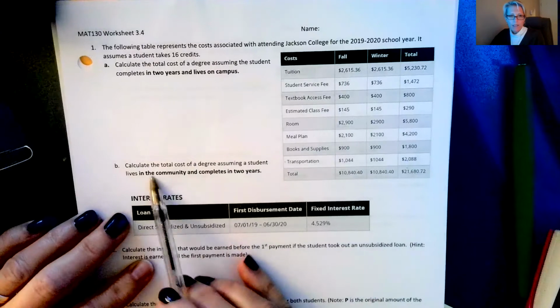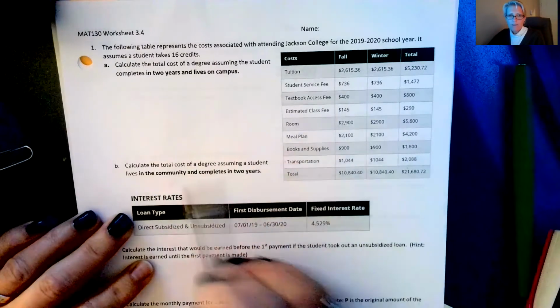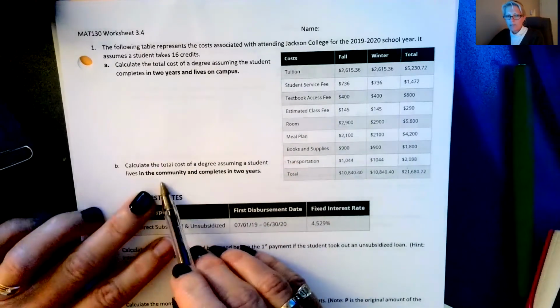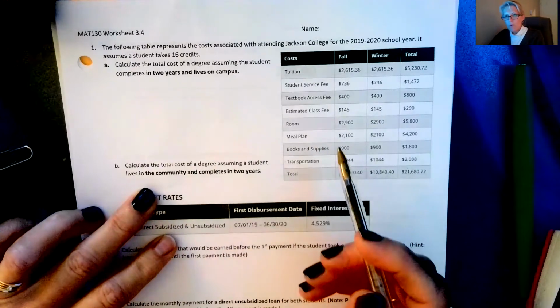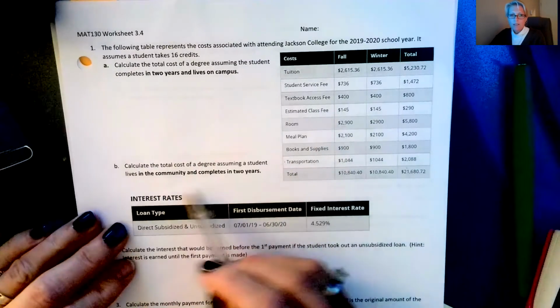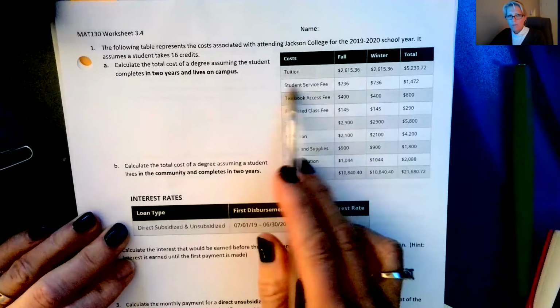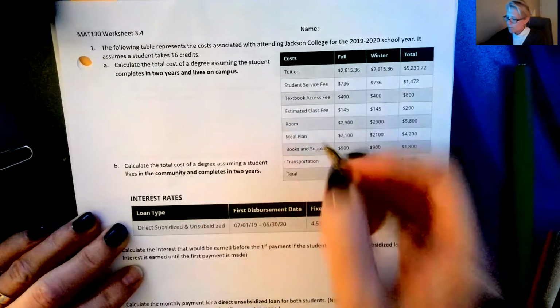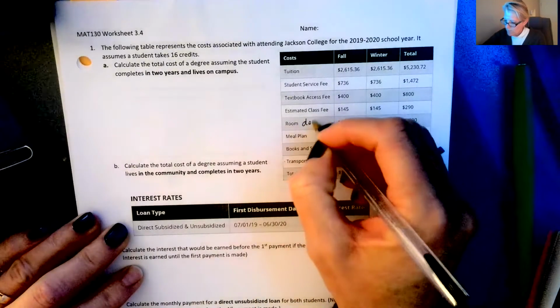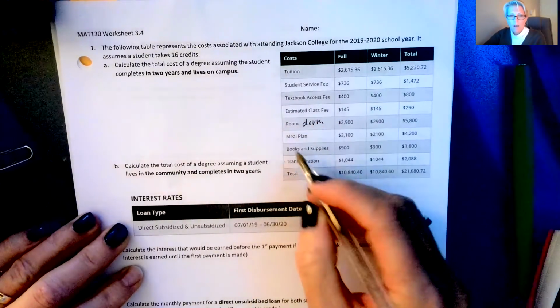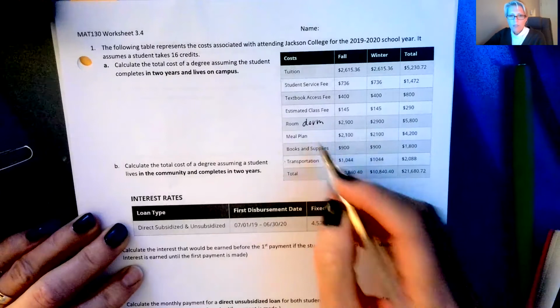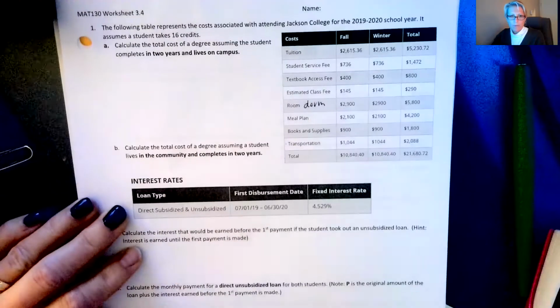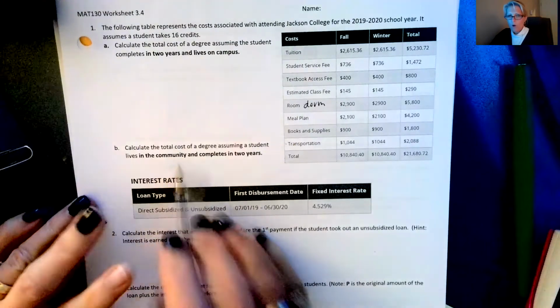Then B is calculating their costs if they lived in the community, like if they lived at home or in an apartment. Just let me know if there's part of the tuition, fees, and costs, the room and board, that you excluded. Room would be if they were in the dorm. Meal plan is if they live in the dorm. Those are things you're going to think about if you are living at home, in the community, or in an apartment.